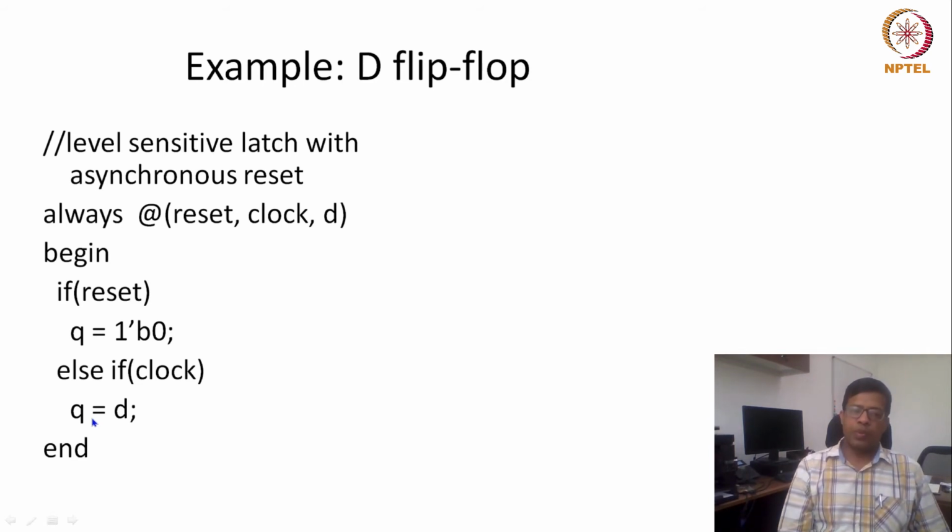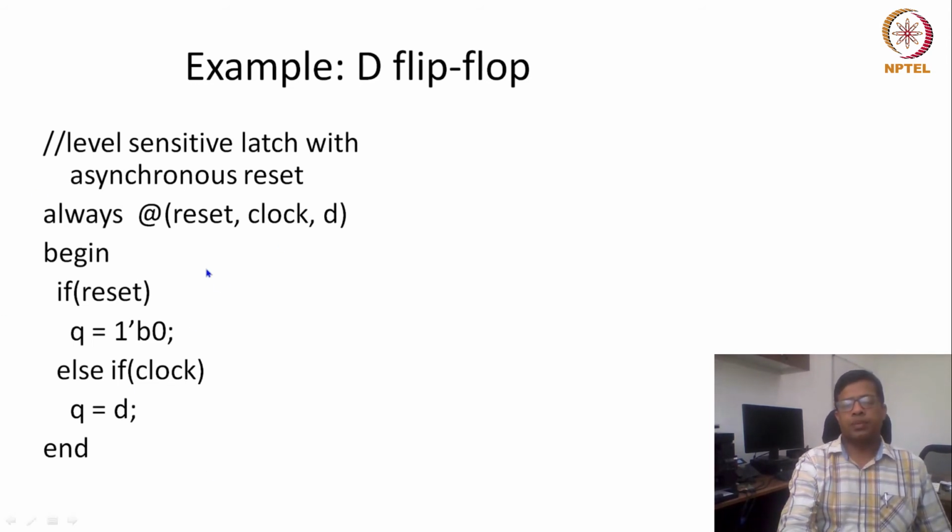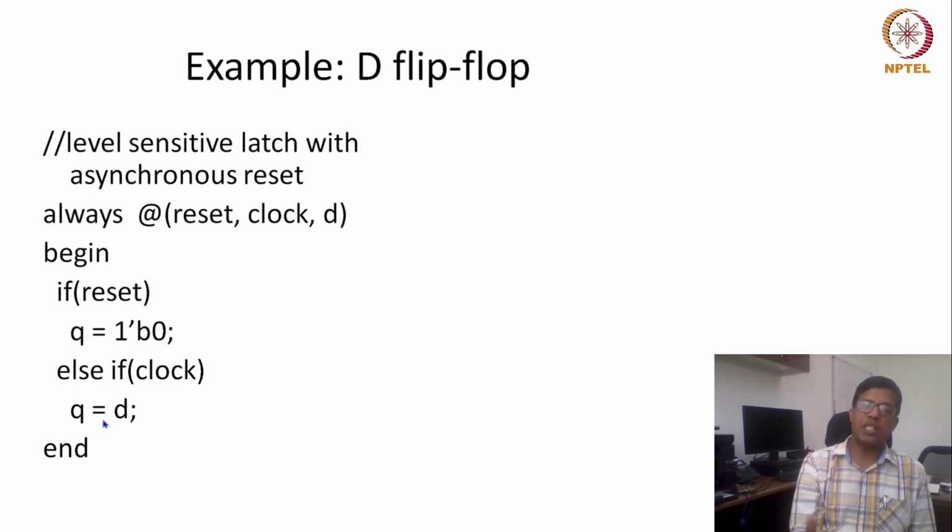In summary, we are able to write the behavior of my D latch. If reset is 1, then my output is 0. In case reset is 0, then we are checking the clock. If clock is 1, then Q is equal to D. If clock is 0, then Q is actually the previous one, which we are not writing here, but it is implicit.